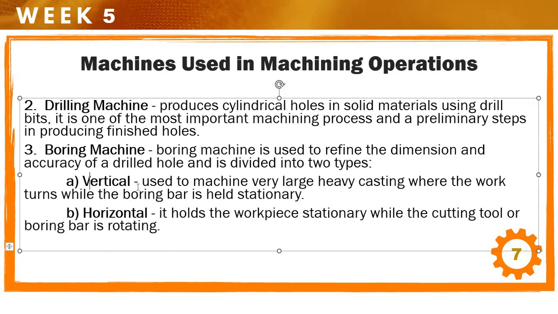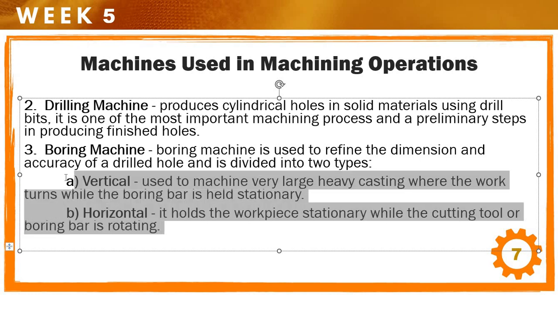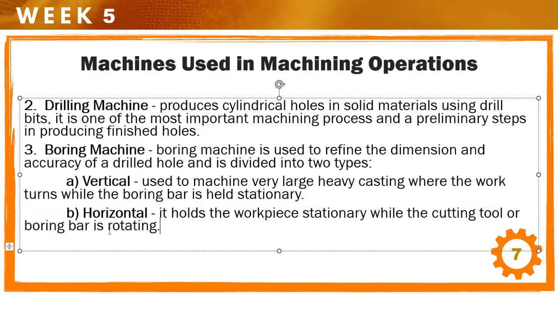First is the vertical boring machine, used to machine very large heavy castings. That's why it is called vertical boring machine, for it to hold large heavy castings, while the boring bar is held stationary. The next is the horizontal. It holds the workpiece stationary while the cutting tool or boring bar is rotating. So you should know the distinct difference between the two.